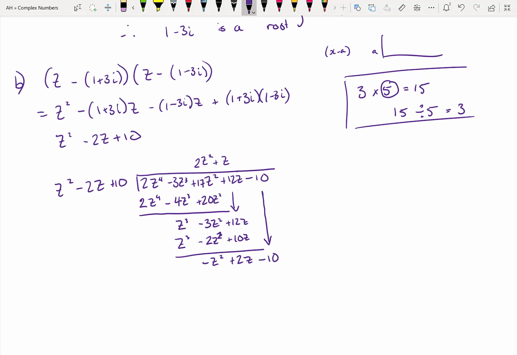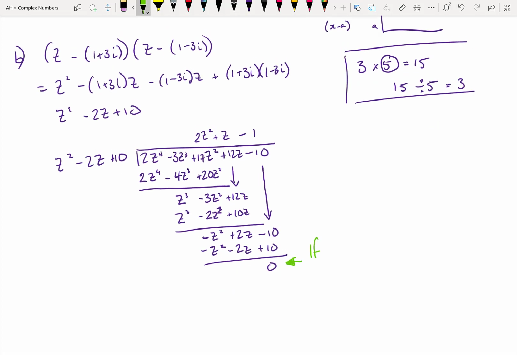Again, how do I make the biggest term match? How do I make z squared match minus z squared? I just multiply it by minus 1. And so I'm going to end up getting minus z squared minus 2z plus 10. I subtract that, and that gives me 0. Now remember, when we're doing algebraic division, that is what I want. If that is not equal to 0, mistakes have been made, because it should divide exactly, and because it divides exactly, I should have no remainder left.